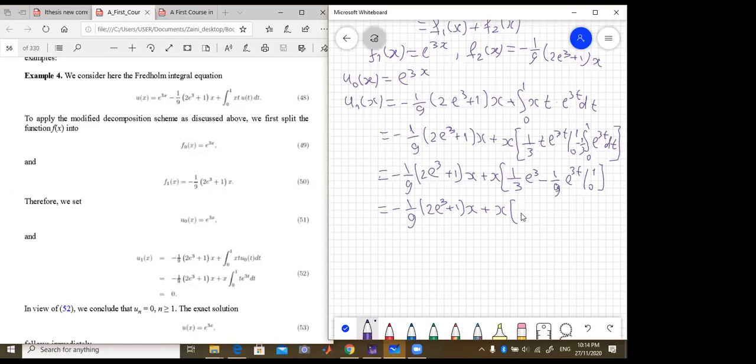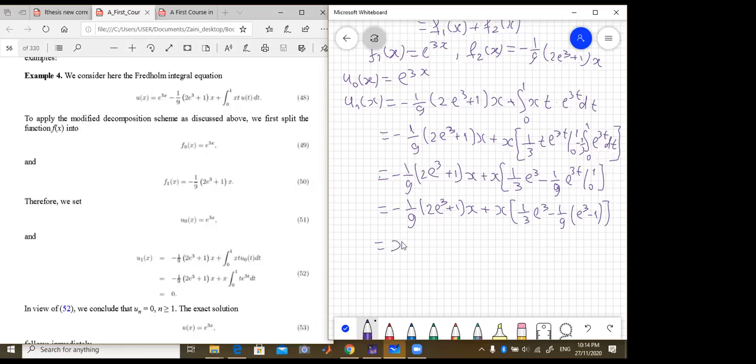So now it should eat each other, it should eat each other. So 1 over 3 e cubed minus 1 over 9. So e to the power 3 minus 1. Minus 1. X is here.